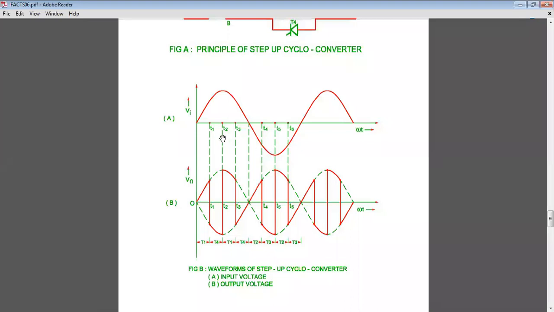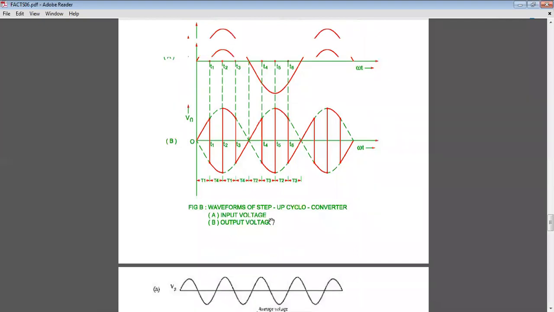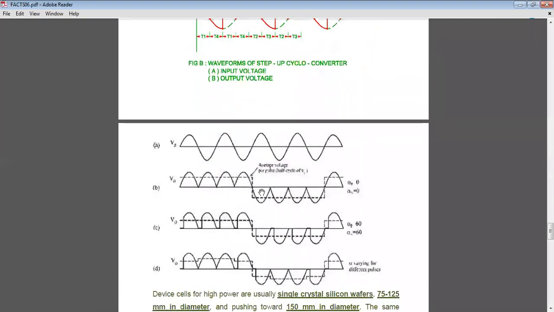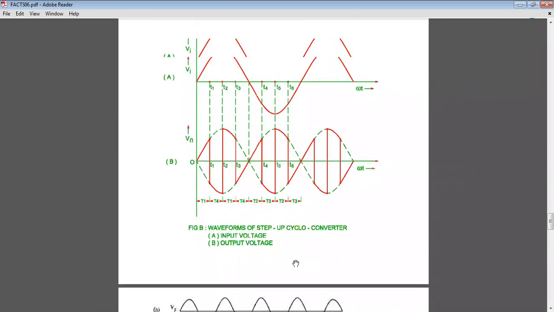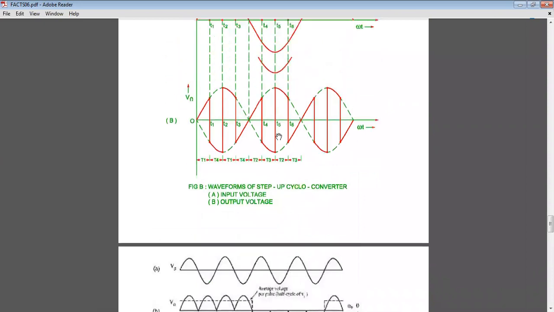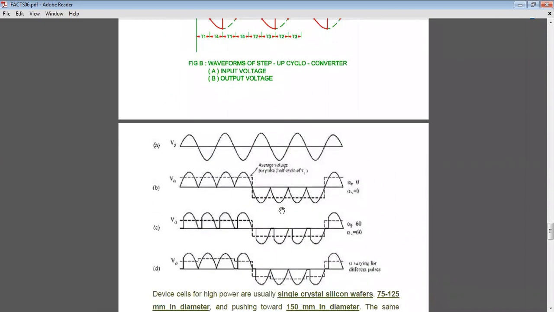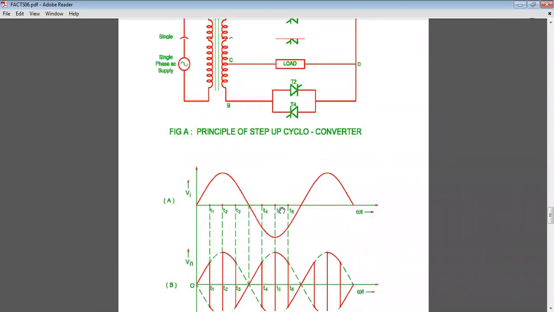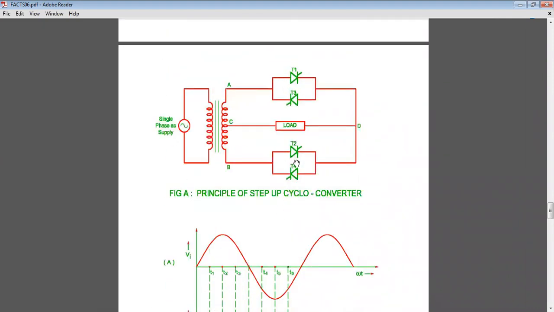So the frequency of the output is 3F in this case, whereas here you can have F by 4. The frequency is changed to a fraction, that is F by 4. So in this case you can increase or decrease the output frequency by changing the firing angle of these devices here.